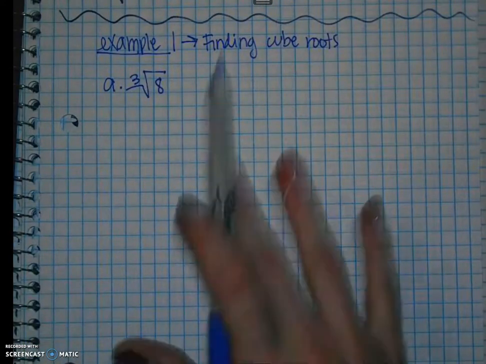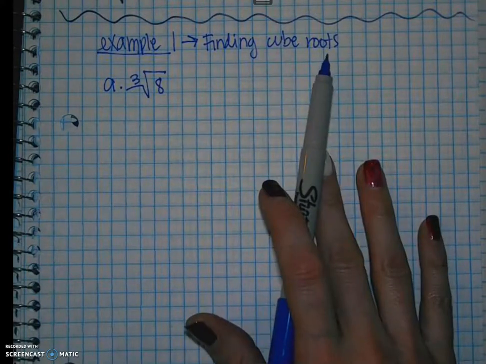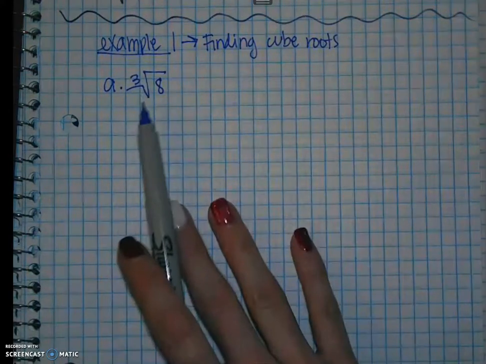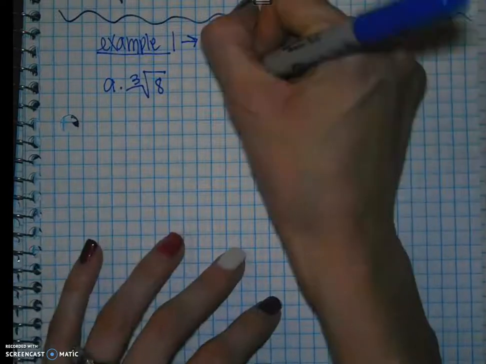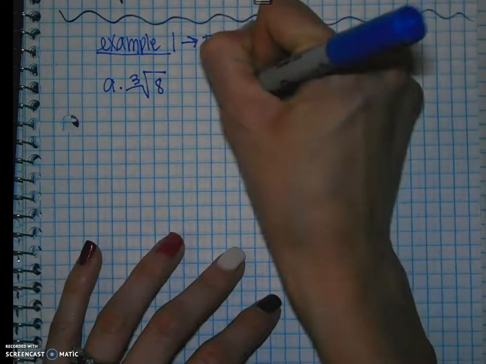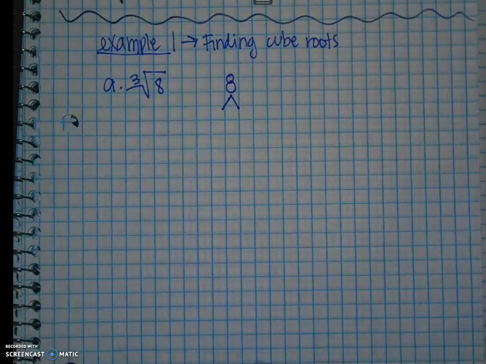Okay, so we're going to talk about finding cube roots. Your first example is the cube root of 8. Now I'm going to show you 2 different ways to do this. I'm not sure what way you learned it, so hopefully this will make sense if I show you both ways. One way you can do it is prime factorization, okay? If you remember, you're making those factor trees. So what times what gives you 8?